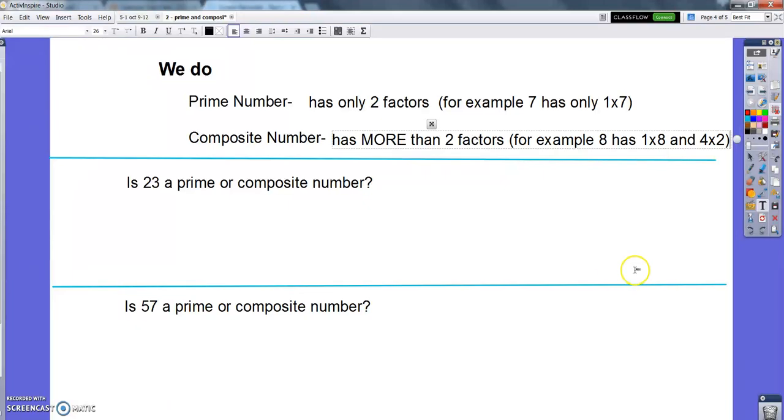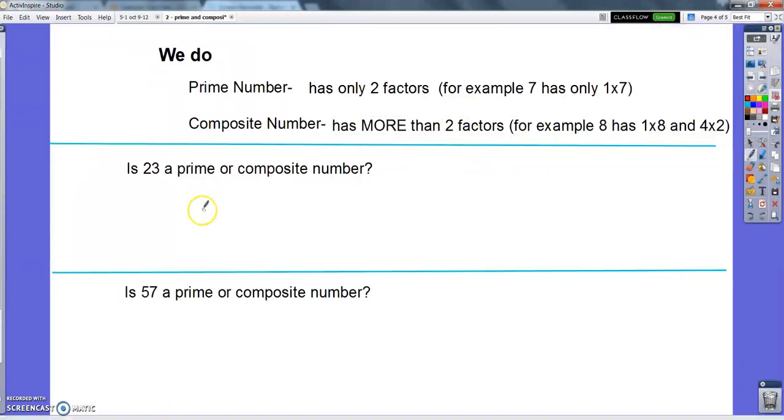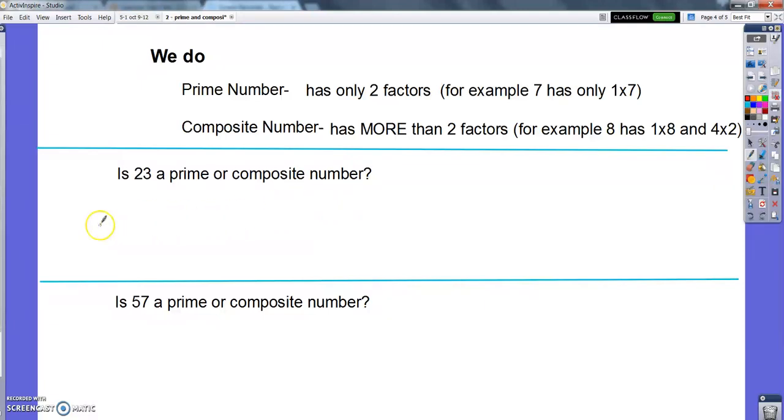All right, let's try 2 examples. So is 23 a prime or a composite number? So let's see. I know 1 times 23. I'm always going to have those. 2, I can tell that this is not a number with 2. 3, I know my 3's up far enough here. 3 times 7 is 21. 3 times 8 is 24. So 3 is not. 4 times 5 is 20.